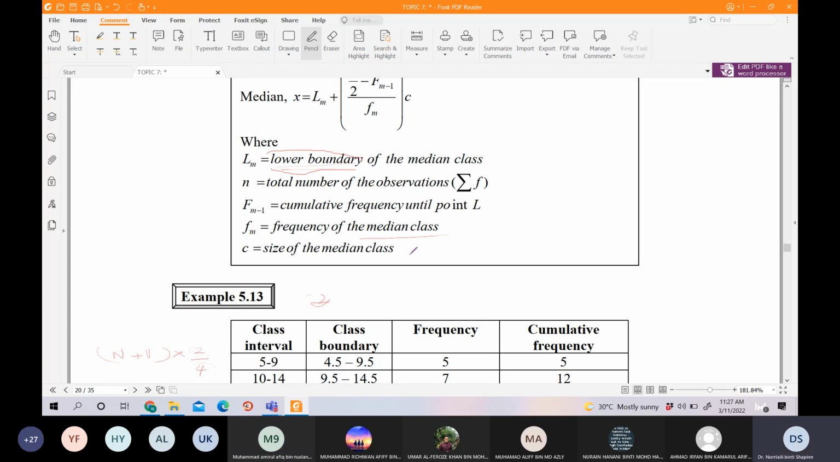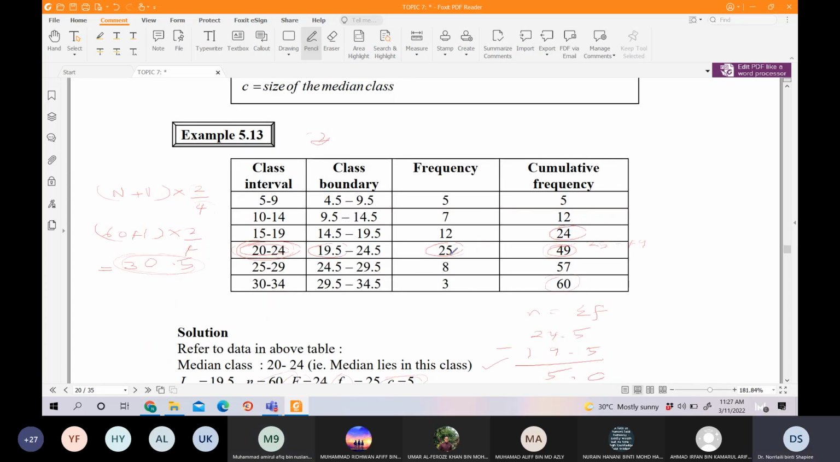Frekuensi dia. Kenapa dengan frekuensi dia? Paling tinggi. Yes. Okay. To find the model class, you have to look at the frequency. Okay. Frequency, the highest frequency, the model class.